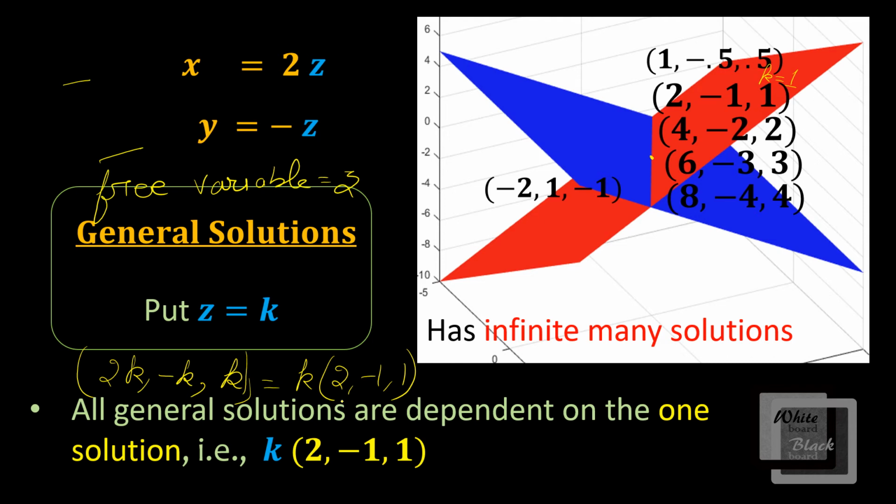So let us take k equal to 1. In that case we can say that all the solutions are dependent upon this basic solution (2, -1, 1). This we also call a non-zero solution.